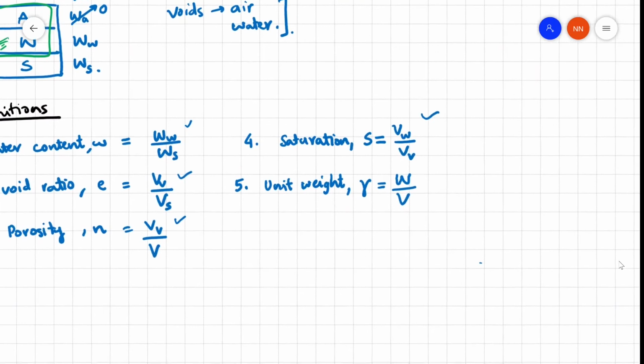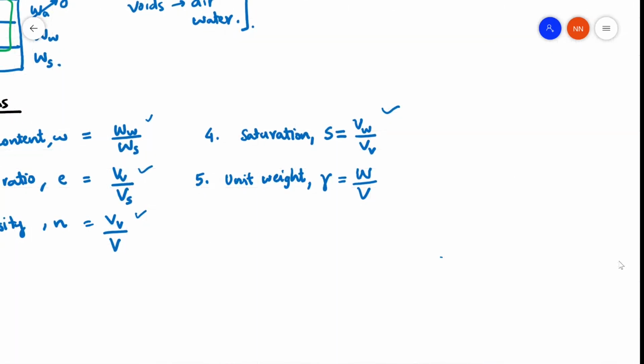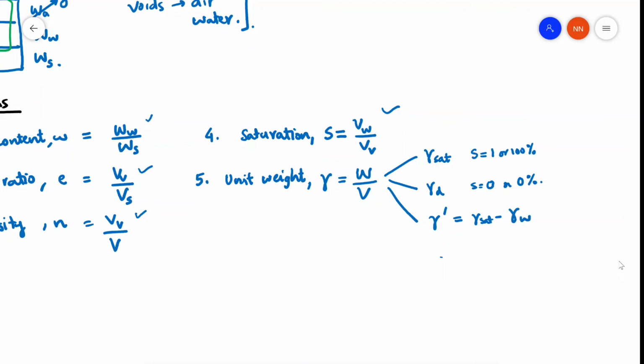Now, depending on the type of soil we are looking at, we can either have a saturated soil for which we will have gamma sat, we can have a dry soil which is gamma d, and we can have a soil which is saturated, but we need to know the effective unit weight, which is represented by gamma dash. So in gamma sat, S equals 1 or 100%. In dry soil, S equals 0 or 0%, and gamma dash is simply the saturated unit weight minus the unit weight of water.